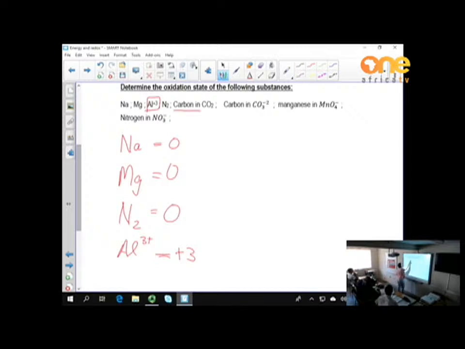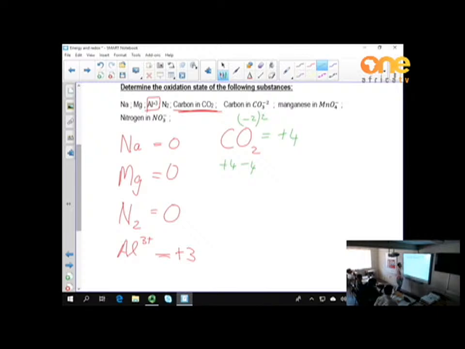Then, carbon in carbon dioxide, CO2. What's the oxidation state of oxygen? -2. We have 2 of them, so it's -4. So what is the oxidation state of the carbon? Yes, +4. You all with me? So the oxidation state of carbon is +4.